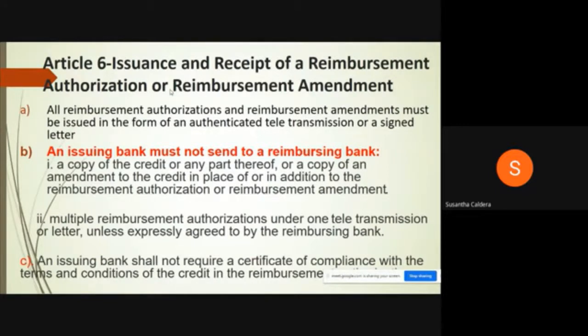Then the second one: the issuing bank must not send multiple reimbursement authorizations under one teletransmission or letter unless expressly agreed by the reimbursing bank. We should not send multiple reimbursement authorizations. For 4 or 5 LCs, they merge everything in one MT-740 and send the instructions. That is wrong. For each LC, we have to have a dedicated MT-740.